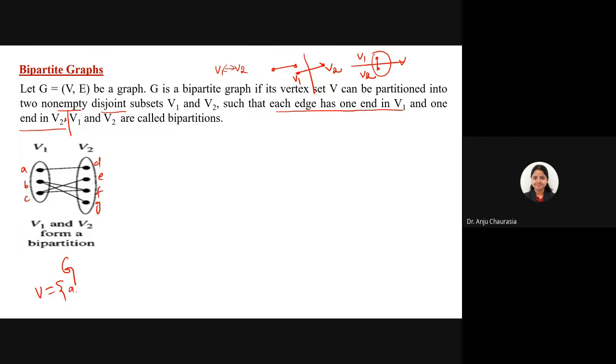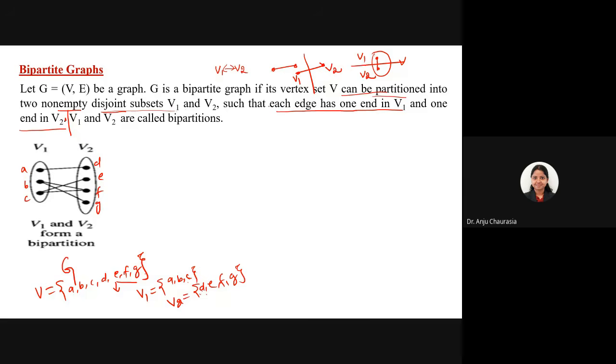So what is the vertex set? A, B, C, D, E, F, G. And I am going to say this is a bipartite graph because I am able to partition V into two non-empty disjoint subsets V1 and V2. V1 I can see is A, B, C, and V2 is D, E, F, and G. And students, this is disjoint because there are no common vertices altogether, right?